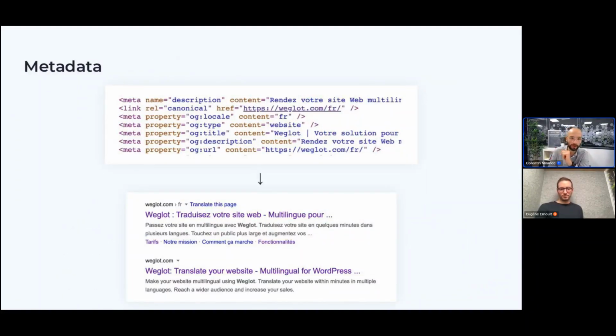We wanted to talk about metadata. I think that's really important, not only for SEO, but also for click-through rate, to make people click on your website. And that's something in which you are quite good at Weglot.